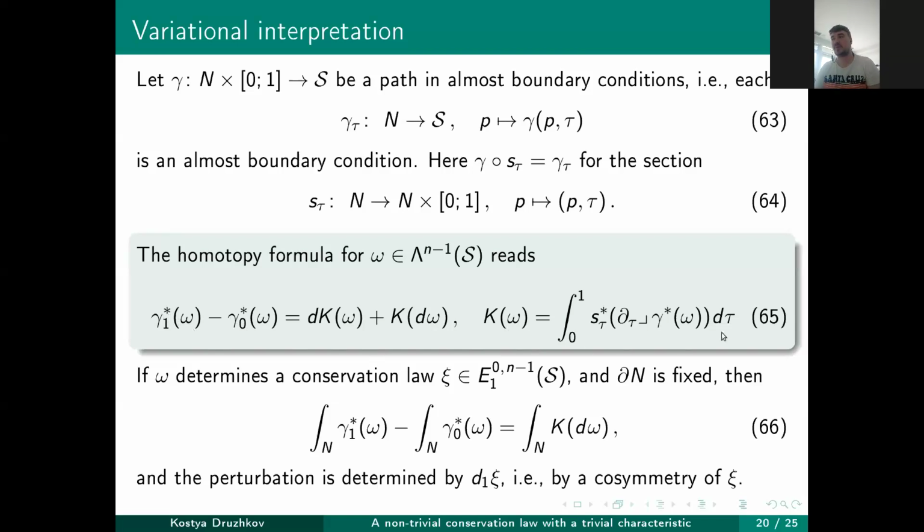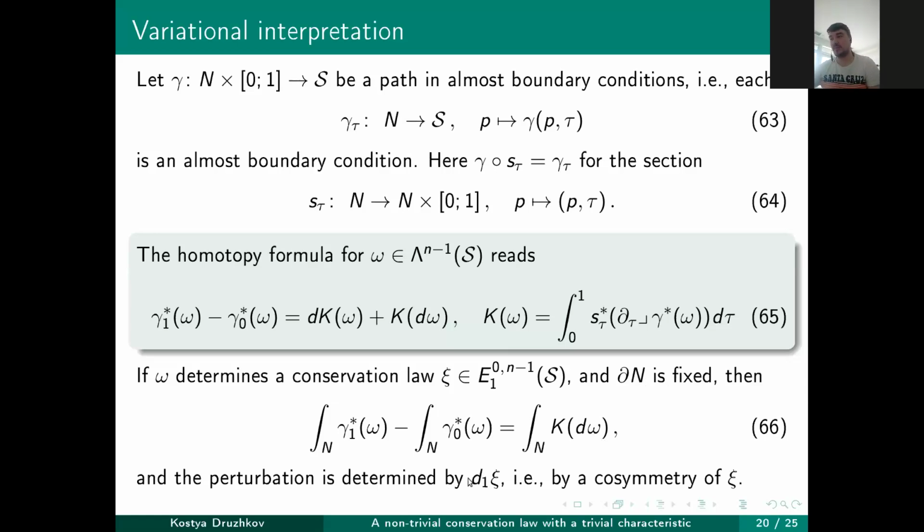And if omega determines a conservation law, xi, that is an element of this group of S, and the boundary remains fixed, then we get formula 66. The first term vanishes due to the requirement that the boundary remains fixed, so it's unperturbed. Then we get formula 66, and it's easy to see that the perturbation itself is determined by the variational derivative of the conservation law, because it's determined by the Euler differential for a representative, right? And this observation doesn't depend on the choice of a representative, so the interpretation of d1 of psi is given by this homotopy formula.